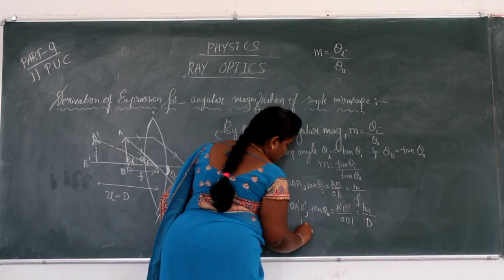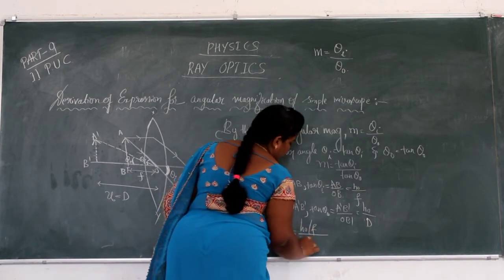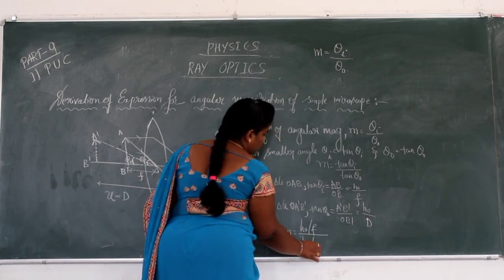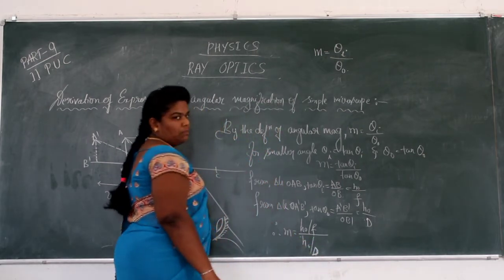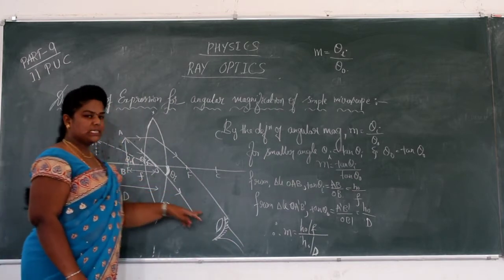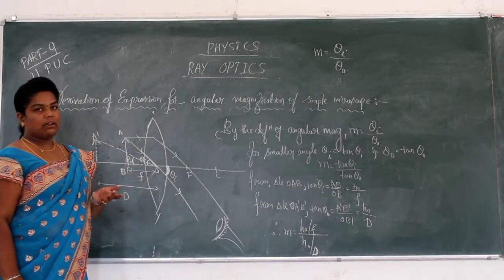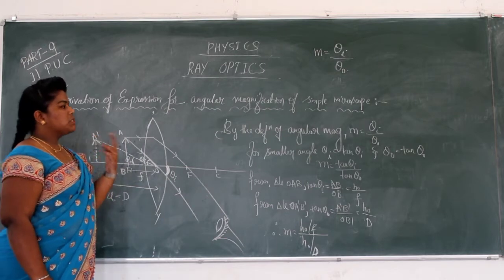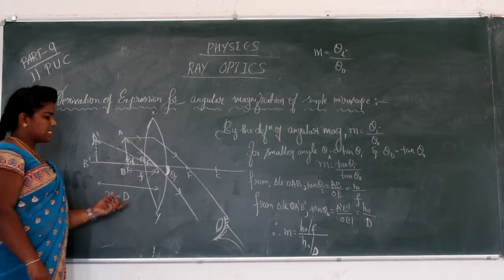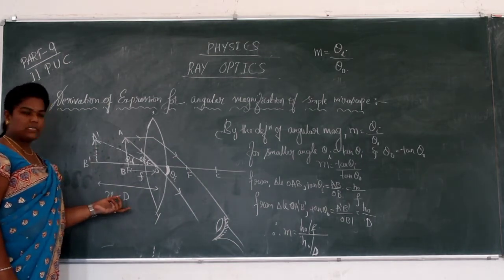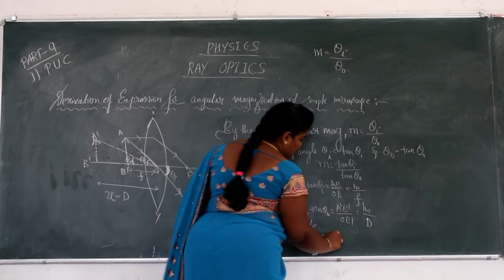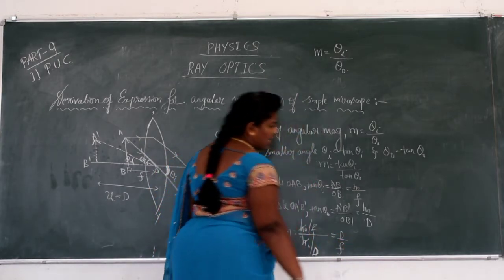So h naught divided by f, divided by h naught divided by d. Because AB is an object, A dash B dash is also an object. But according to the working principle, the object AB is at f and the image is at infinity. For the calculation of this angular magnification, we assume that the object is placed at the least distance of distinct vision. So now h naught cancel with each other. Finally we will get d by f.